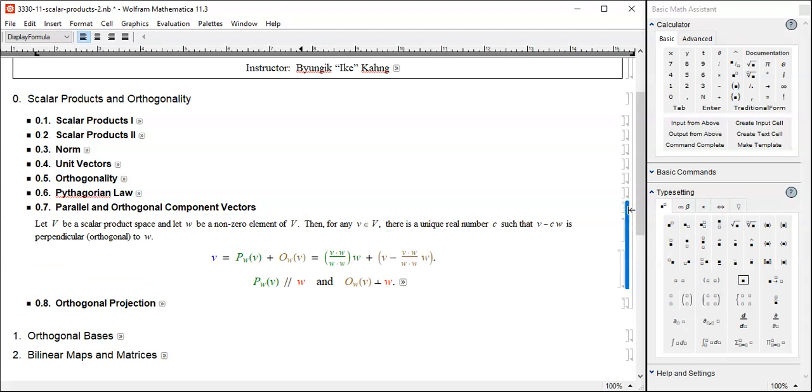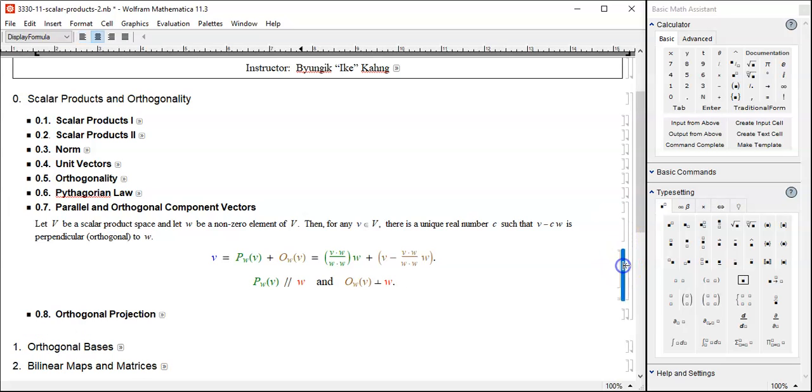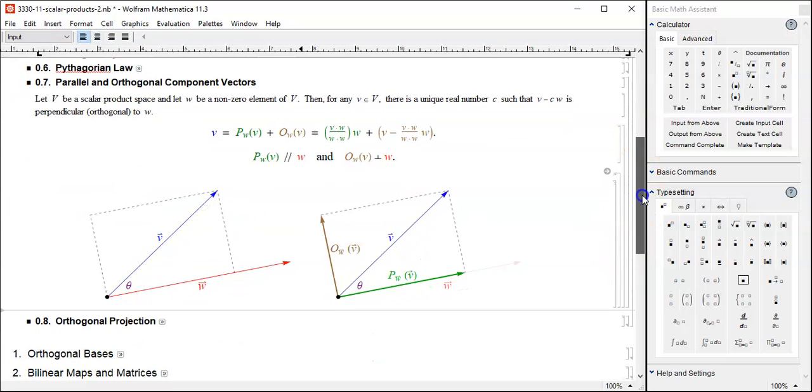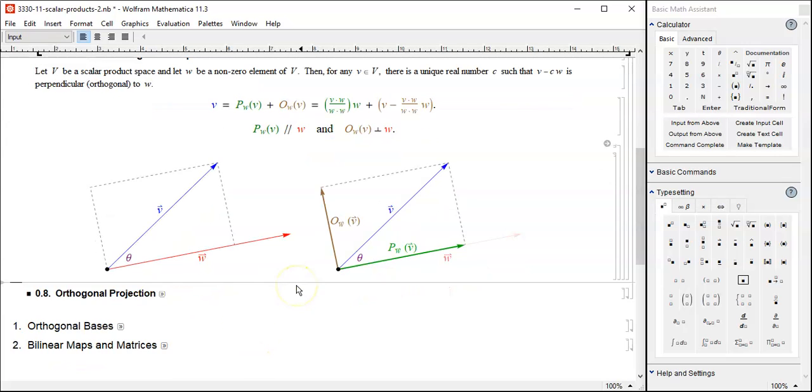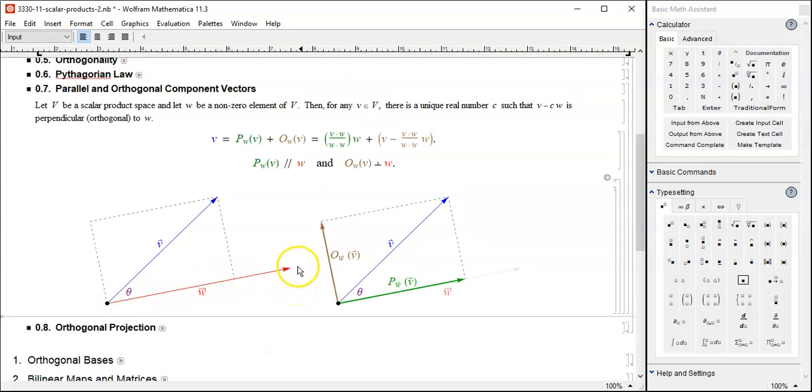Okay, let's go over to the next topic here, parallel and orthogonal component vectors. And let me show you a visualization here. And here we go. Given vector w, and that should be non-zero vector, so we have to have certain direction. An arbitrary vector v can be decomposed into parallel component vector, p of v in w direction, and orthogonal component vector, o of v in w direction, so that p plus o is equal to v, as you can see in this diagram here. You can clearly see that from this rectangle.